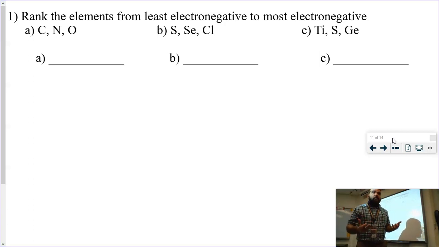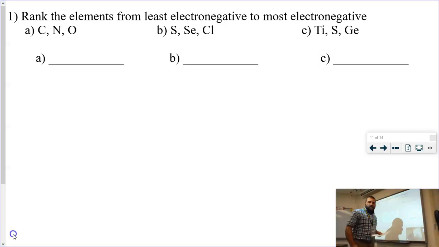Okay? The general trend is that from left to right across a row, electronegativity goes up. And then from bottom to top on a column, electronegativity goes up. So, grab your periodic table and try these. Pause the video, come on back, and we'll see if you can use the trend to correctly organize these elements.